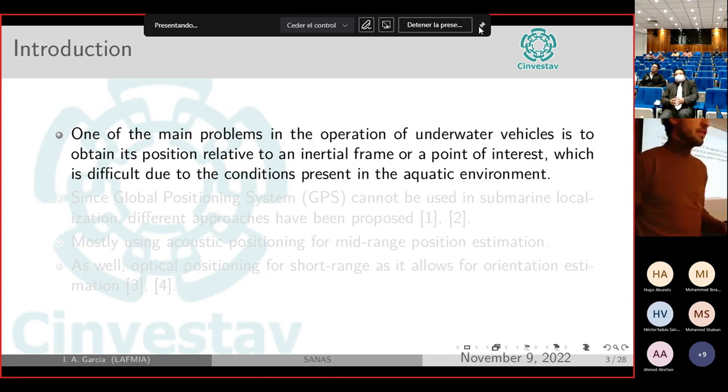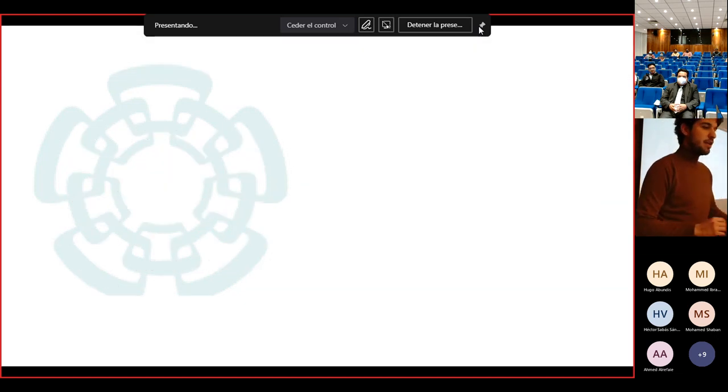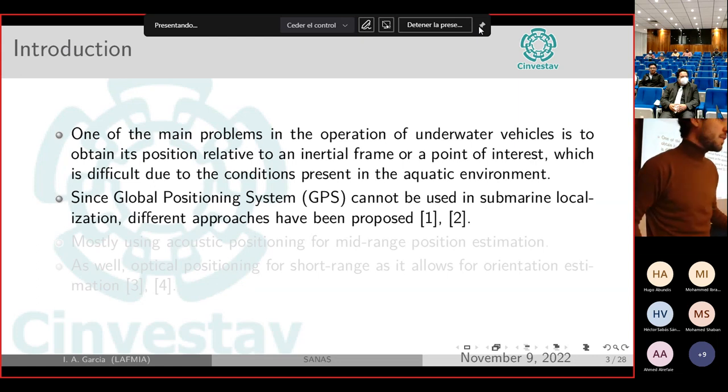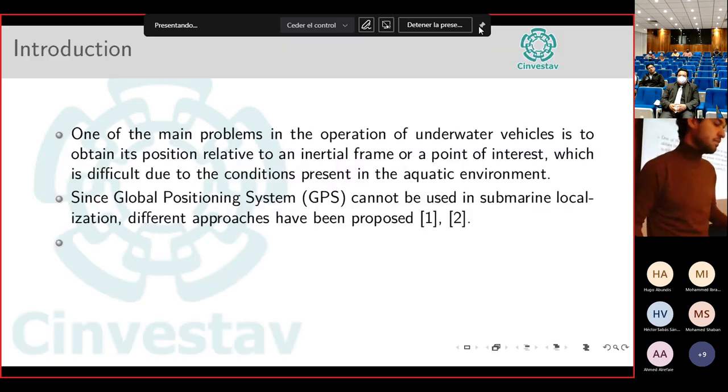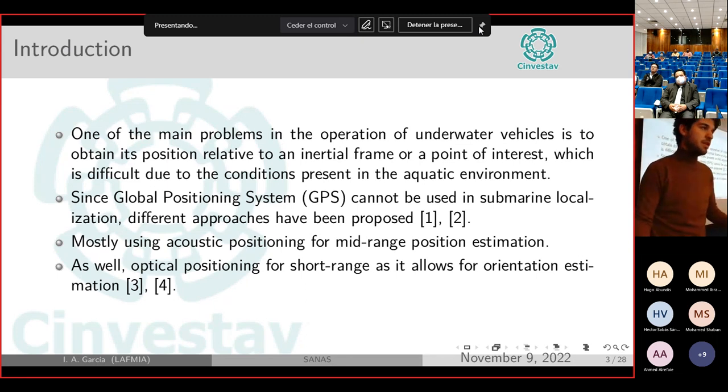Well, the main problem that we're trying to tackle here is to obtain a position that is relative to an inertial frame or a point of interest. This is to obtain the relative position of an underwater autonomous vehicle. And this has many difficulties, especially because it is a submarine environment that has its peculiar characteristics. One of these is that a GPS cannot be used underwater. So there have been some workarounds to tackle this issue. One of those is acoustic positioning. This is used mainly for mid-range position estimation. The other one that is fairly well known in the literature is optical positioning, and this works mainly for short range, as it allows for orientation estimation and not only position estimation.